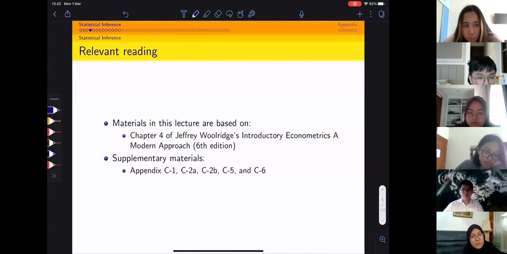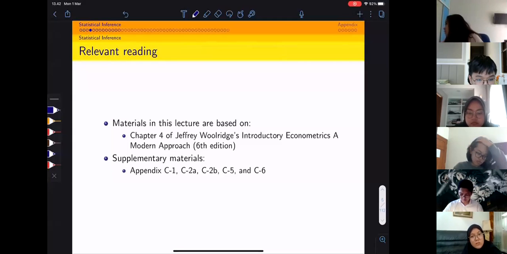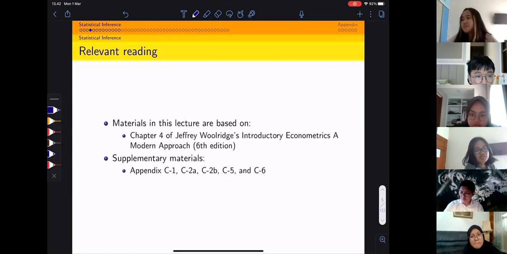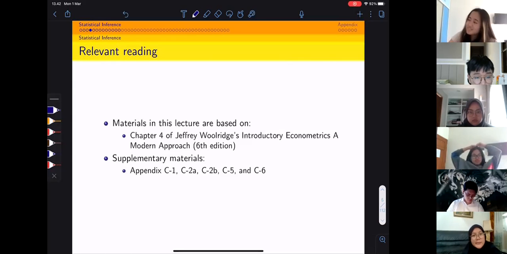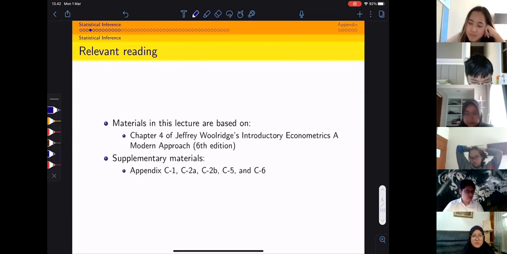Okay, so the materials for this discussion are in chapter 4 of Jeffrey Wooldridge's Introductory Econometrics. If you're interested in looking back at the statistical foundations that you need to do hypothesis tests, you can also visit Appendix C1, C2, and then C5 and 6 in the Wooldridge textbook. Again, the materials in these appendices are already taught in the Statistics 2 course or the Statistics 1 course. So hopefully these materials are not going to be that difficult for you.